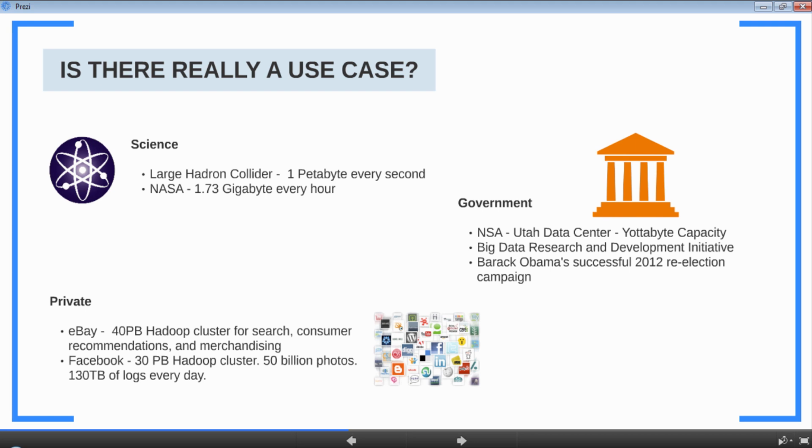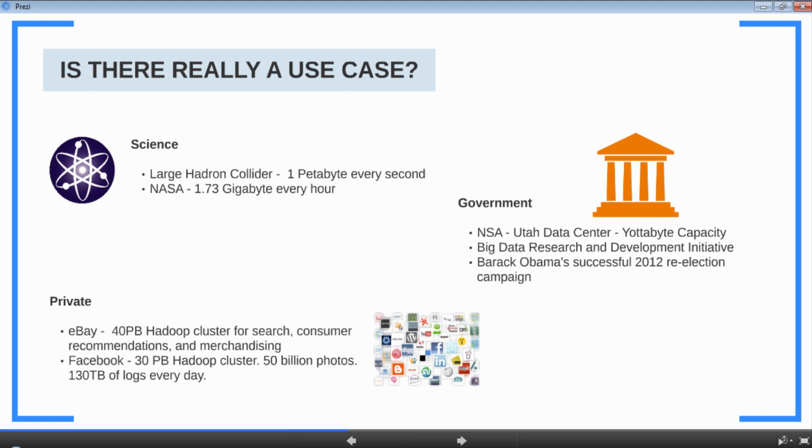Even though we cannot technically classify the next one under government, it's an interesting use case, so I included it anyway. Obama's second term election campaign used big data analytics, which gave them a competitive edge to actually win the election. That's pretty powerful, isn't it?